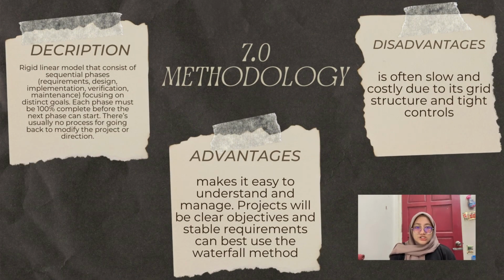Next is methodology. First, description. It is a rigid linear model that consists of sequential phases, which are requirements, design, implementation, verification, and maintenance, focusing on distinct goals. Each phase must be 100% complete before the next phase can start. There's usually no process for going back to modify the project or direction.